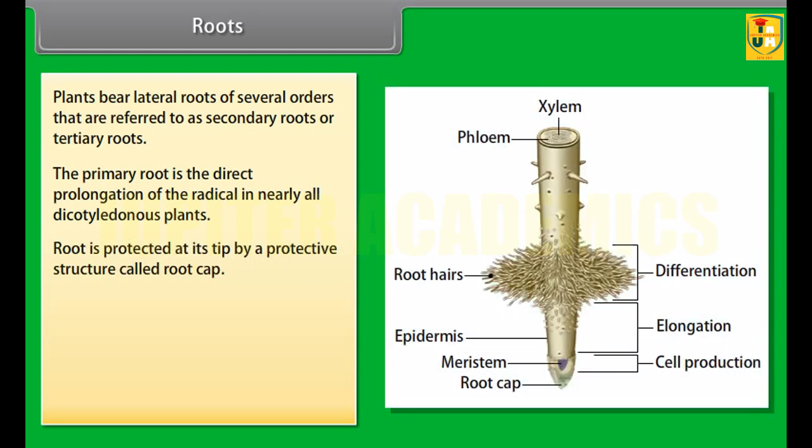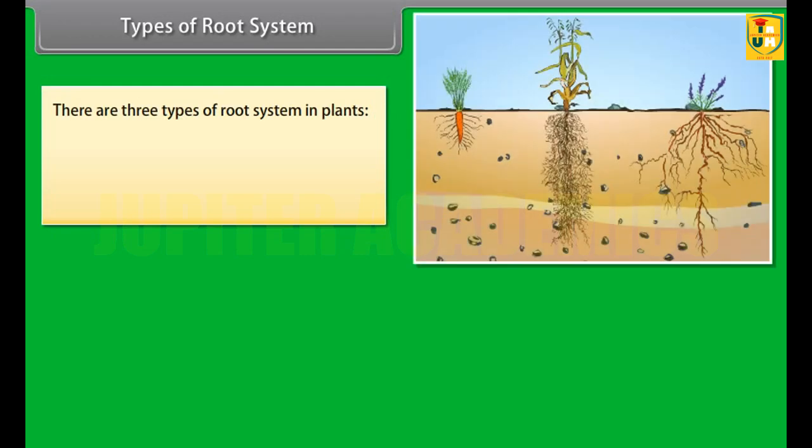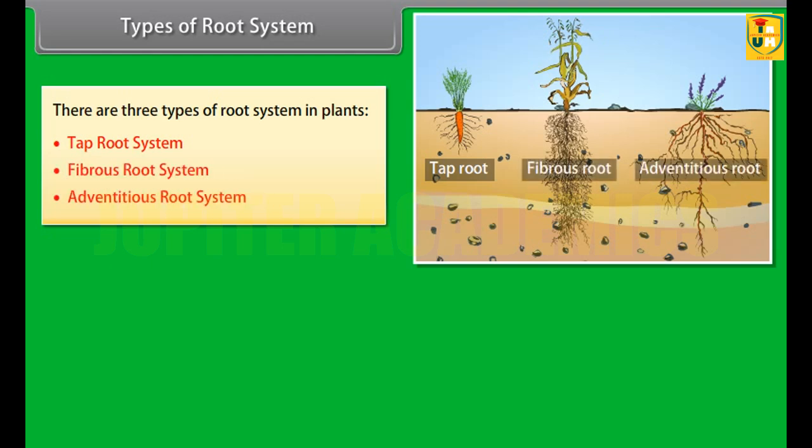Root is protected at its tip by a protective structure called root cap. In aquatic plants, there are root pockets for balancing. Root bears unicellular root hairs occurring in clusters for the absorption of water and minerals. Types of root system. There are three types of root system in plants: tap root system, fibrous root system, and adventitious root system.